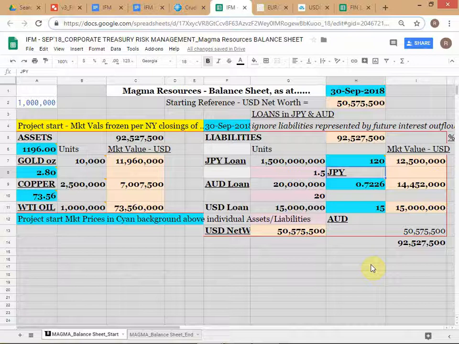Okay, think about it intuitively also. What is happening here with dollar yen? When the dollar yen rate drops, what is happening?